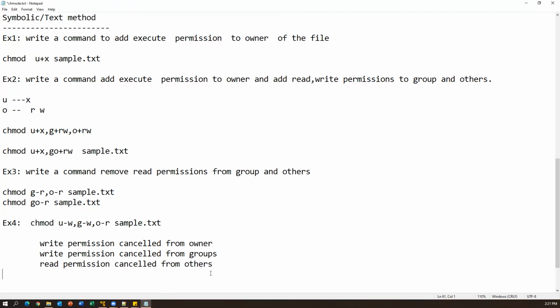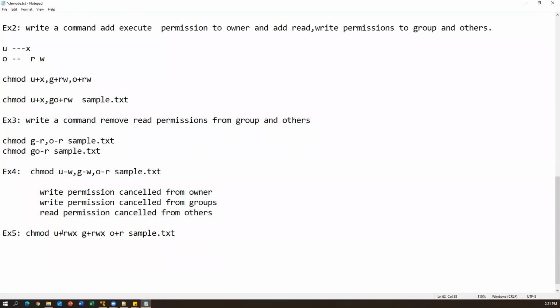Similarly, let us try to understand this: chmod u+rwx,g+rwx,o+r sample.txt. What exactly is the meaning of this? For users or owners, I'm adding three permissions: reading, writing, and executing. So the user or owner has read, write, and execute permissions. Now I'm also adding read, write, execute permission for the groups. And I'm adding only read permission to the others.